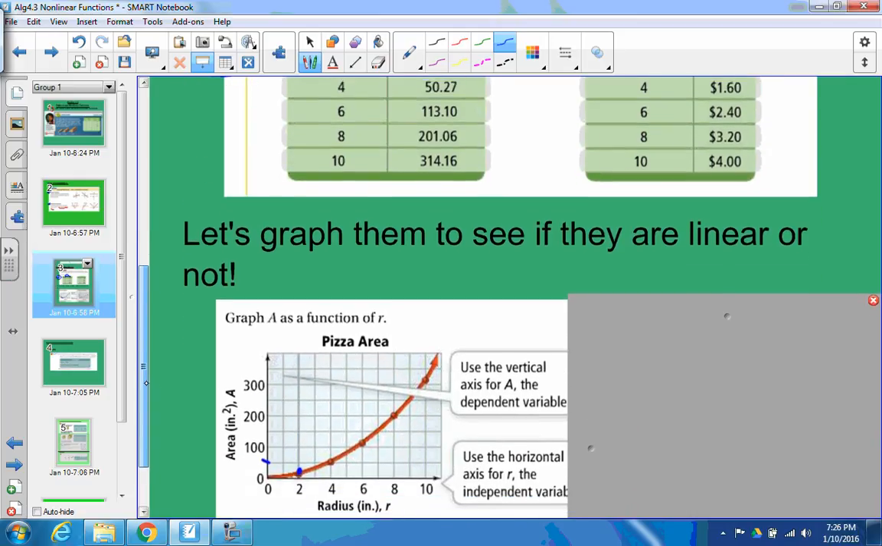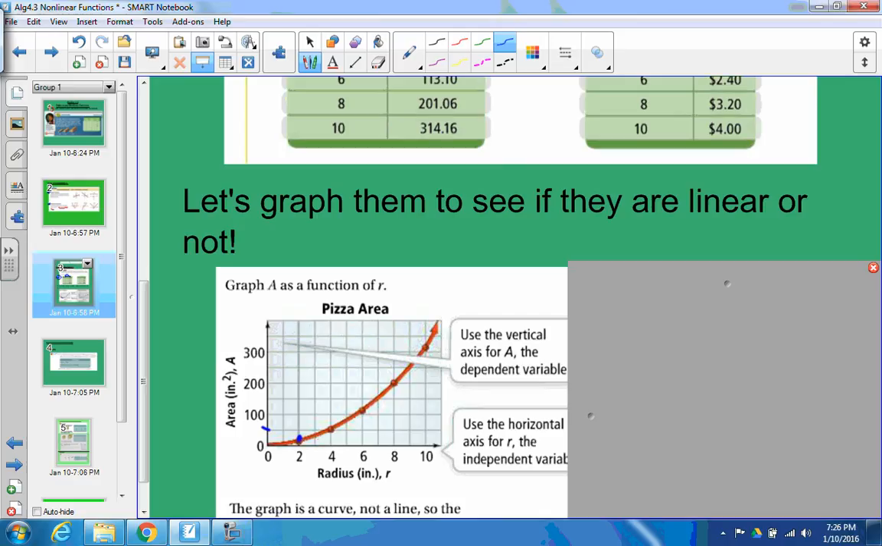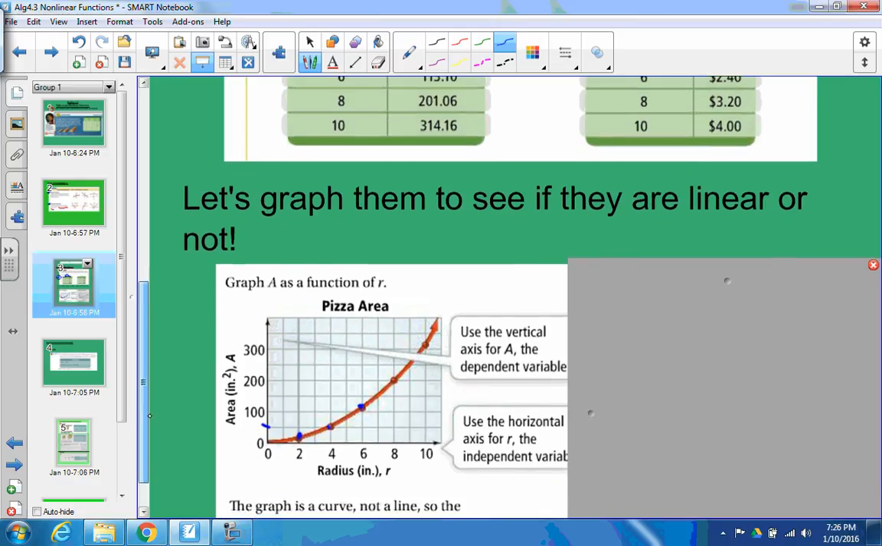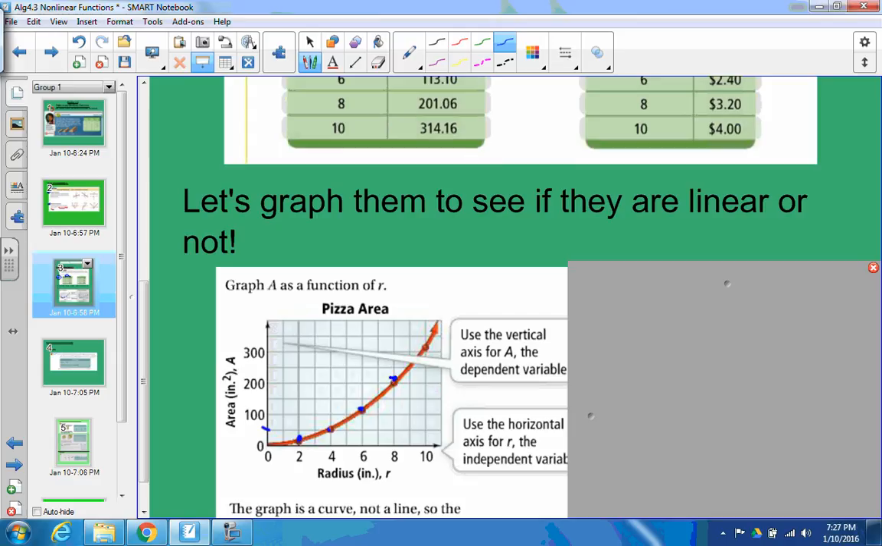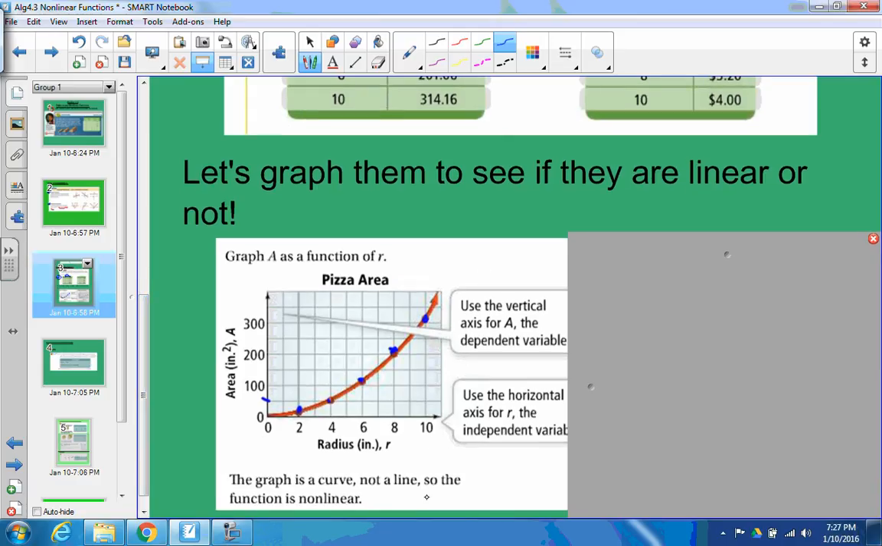For 6, we have 1 and 1/3, so 6 would be 1 and 1/3. 8 and 2/1, so just above 200. And then 10 and 3/14, so over 300. If you look at this, this is not a line because it's curved. If you connect the dots, it curves, and this graph is a curve, so it is not linear, non-linear. All right. Now let's look at the second one.